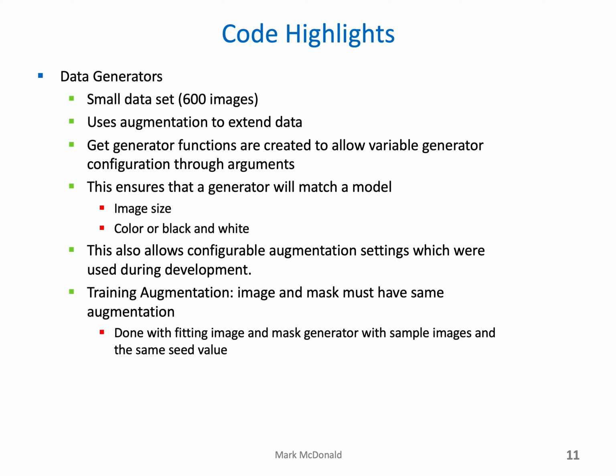Data generators are used in this program to overcome a small data set. We only have 600 images, so we used augmentation to extend this data set. There was a challenge here in that when an image is augmented, we also need to augment the mask in exactly the same way. This was overcome and solved. All the data generators for this project are included in the models.py script and can be reviewed there.